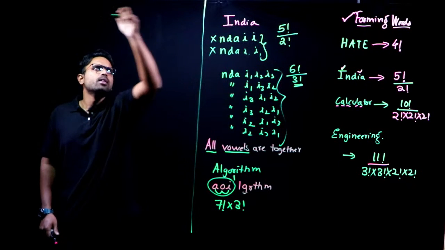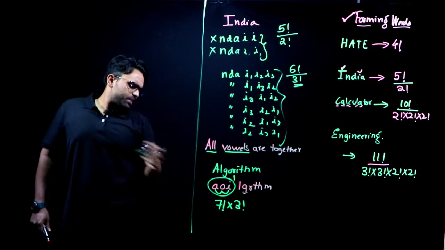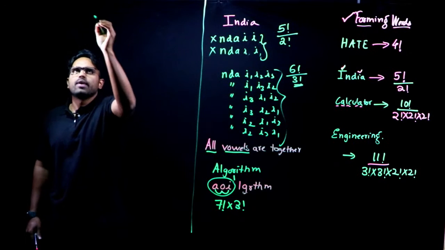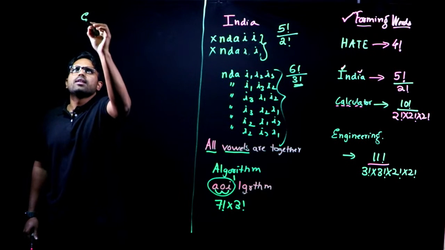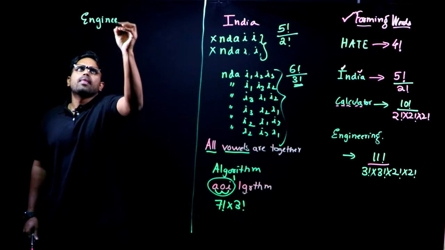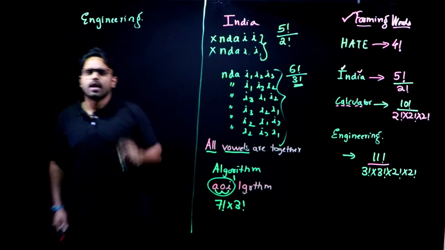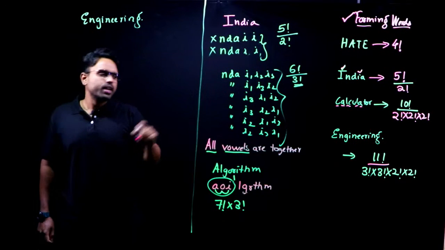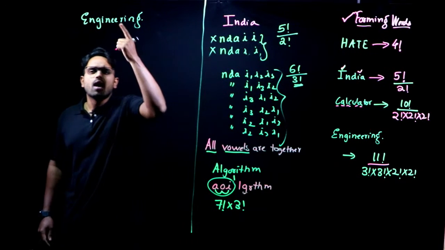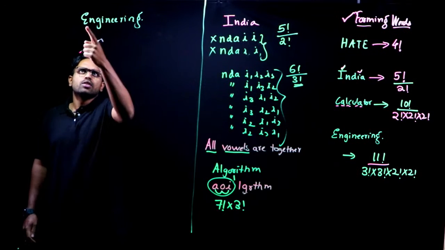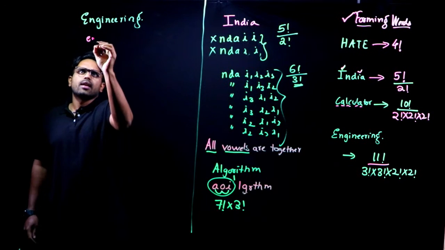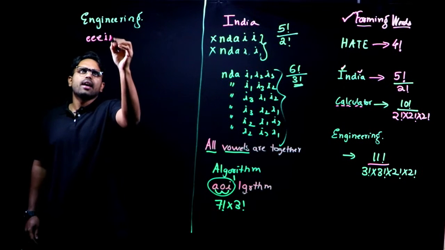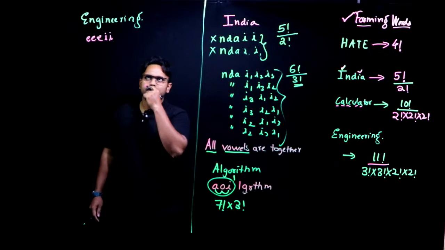Now, let's come to something like this. Let's say all vowels are together, algorithm is done. Let me take your favorite word again, engineering. So tell me now, if all the vowels are together, in how many different ways can the word engineering be written? What are my vowels here? E, E, E. How many I's do I have? I and I. Anything other than this?